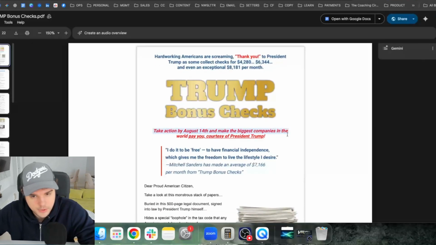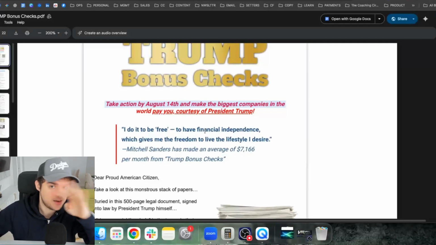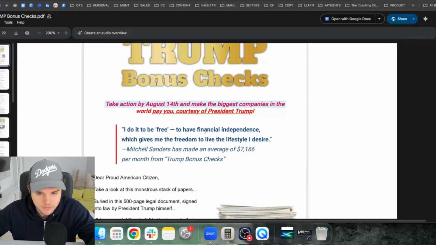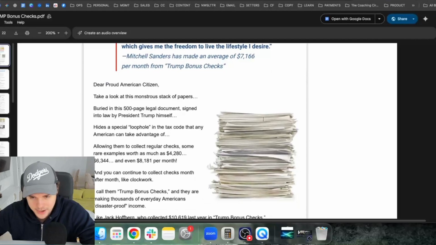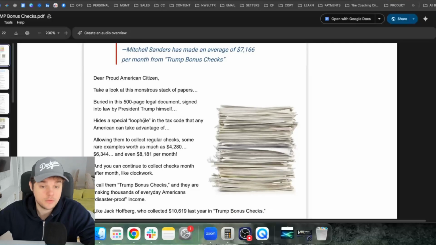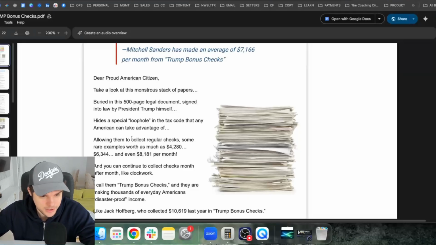And of course, here we have a little bit of urgency. So this is the specific promise. But let's take a look at the unique mechanism, the secret sauce. How is it possible that I can actually deliver this promise? So here we go, right? Take a look at this monstrous stack of papers. Boom. Buried in this 500-page legal document signed by President Trump himself hides a special loophole in the tax code that any American can take advantage of, allowing them to collect regular checks, $4,000, $6,000, $8,000 per month.